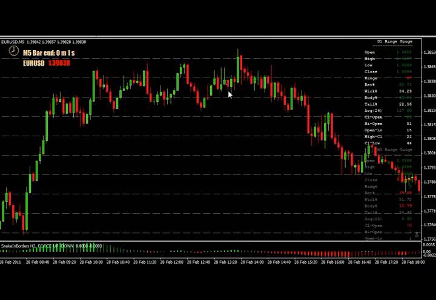Green followed by a red 1 pip below. This would have been a losing trade right here. Red 1 pip below would have lost it right here. This bar we would have seen that was more than 15 pips in candle length. So we would not have entered that bar, so we're looking for the next pattern. Green followed by red.